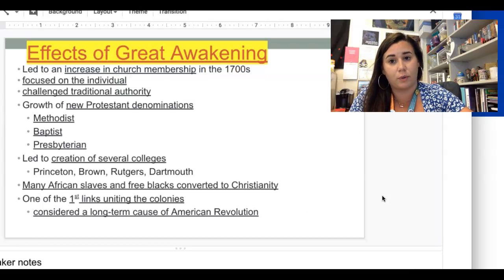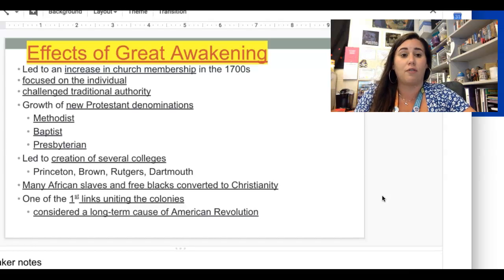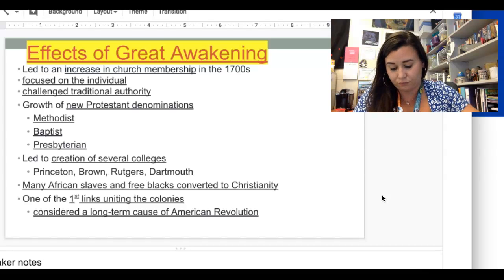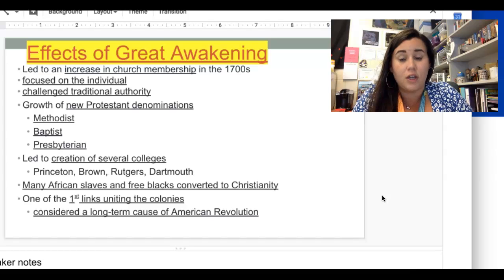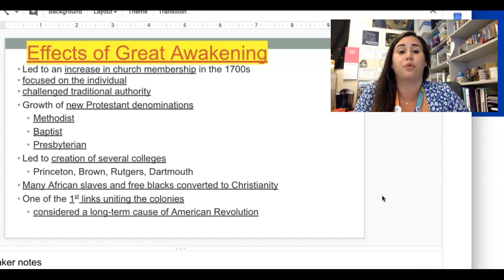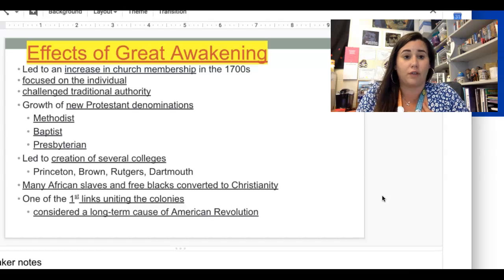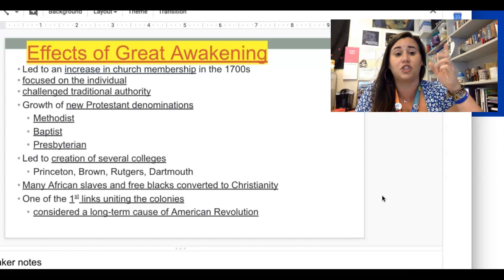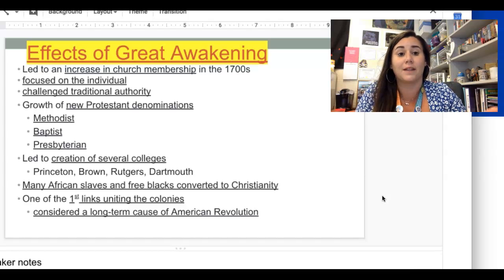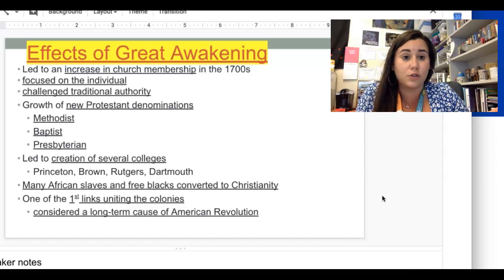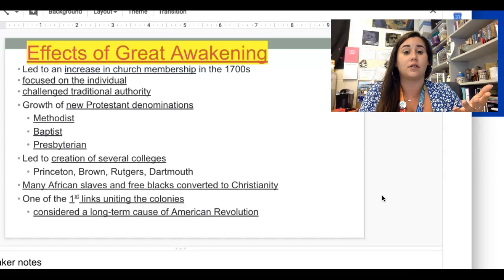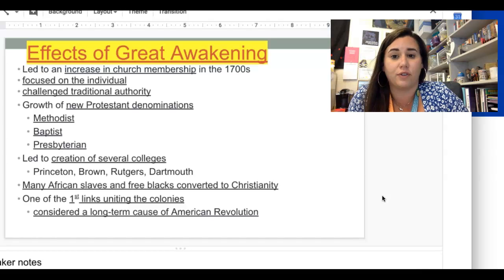So the effects of the First Great Awakening. An increase in church membership. Duh. A religious revival means that more people are believing in religion and going to church. But there's also a focus on the individual. You do not have to talk to a church leader or go through the Pope or anybody else to talk to God. You are responsible for your own salvation. You can talk to him directly. So this is challenging traditional authority that these colonists were used to. This is going to instill that sense of independence that leads to the American Revolution.